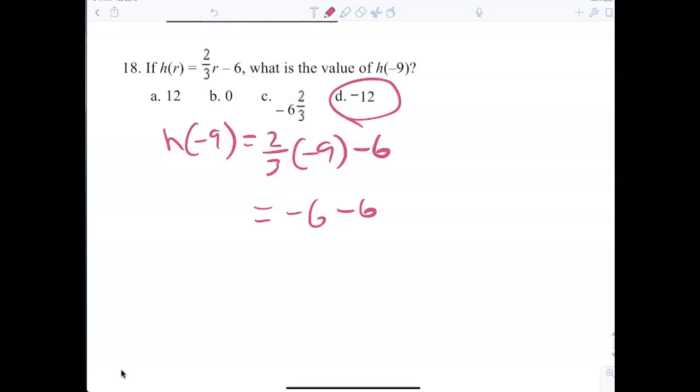Yes. I'm sort of confused. Why didn't we then make h instead of just h times -9? It's not h times -9. It's h of -9. Oh. Right. That means the y value. All right. So if x is -9, the y is -12.